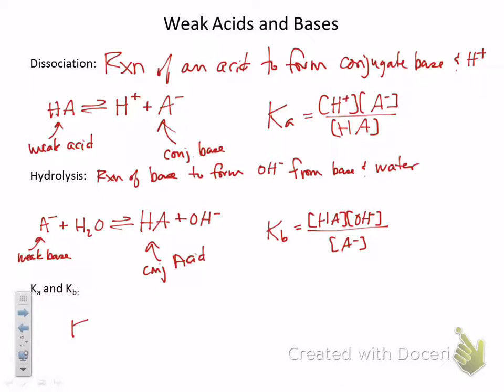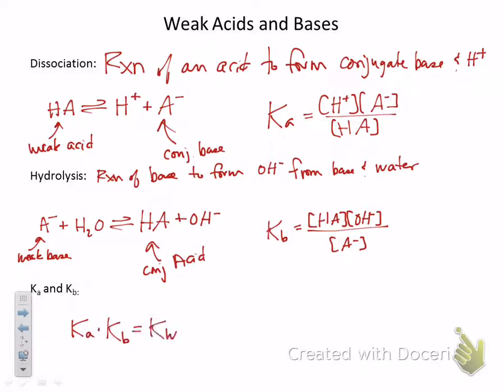So notice here we have A minus plus water, so our weak base plus some water. Our water actually protonates the weak base, causing it to produce hydroxide. And this is how hydroxide is formed from weak bases that don't actually contain hydroxide. Our Kb is then written here, where it's equal to HA times OH minus over A minus.